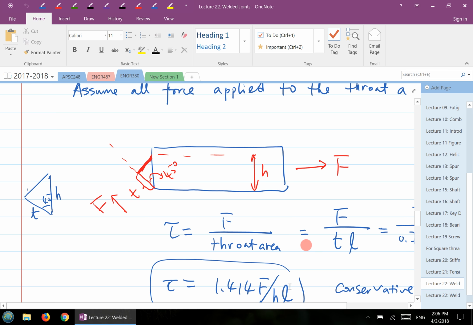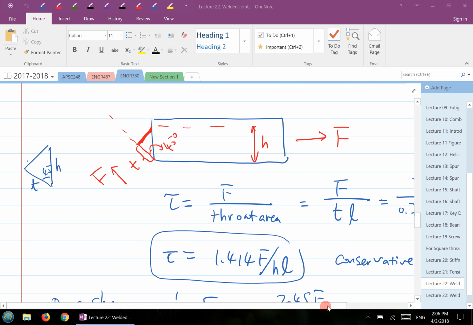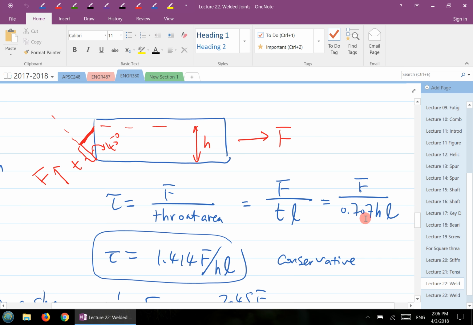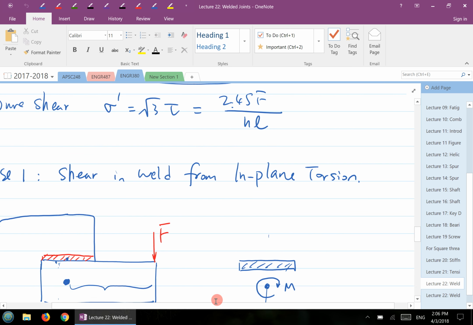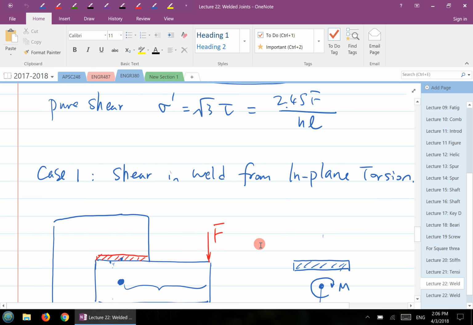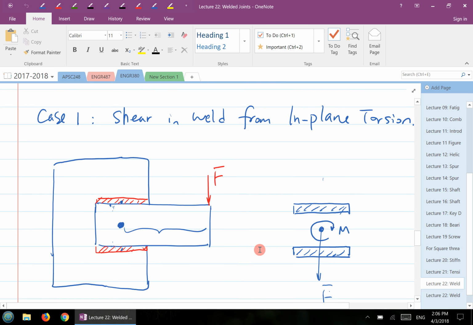This way you get a formula for the shear stress, which is just F over 0.707 h L when you have just one fillet, or one throat area. If you have two throat areas, then you multiply by 2 here. So that's the conservative model that we're going to use for our case. The next thing is to look at two different cases, and I finished one case in the previous lecture. The first case is called in-plane torsion.